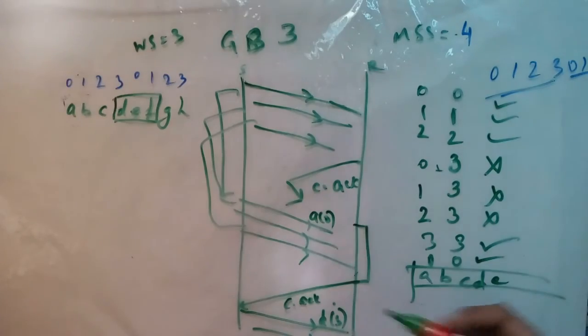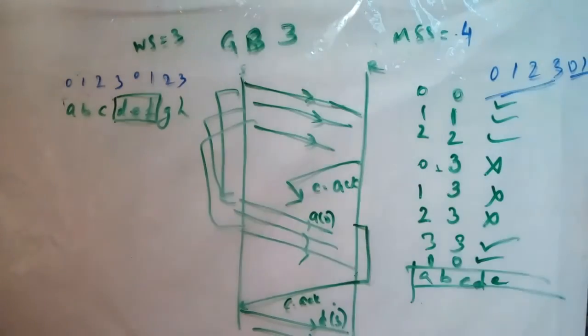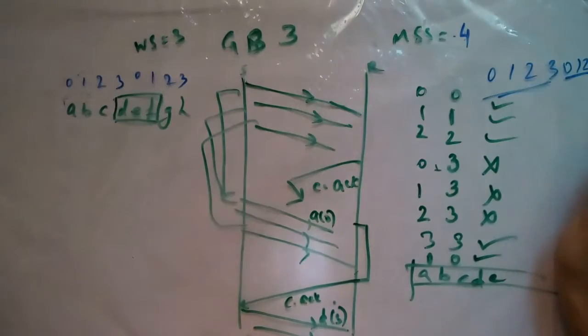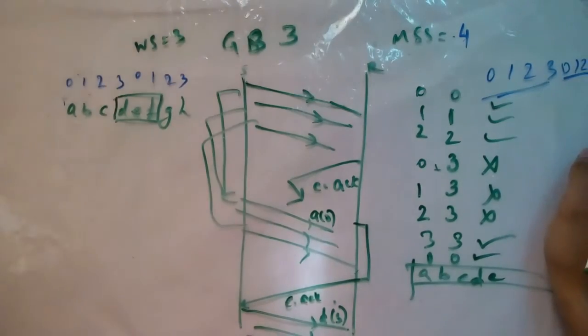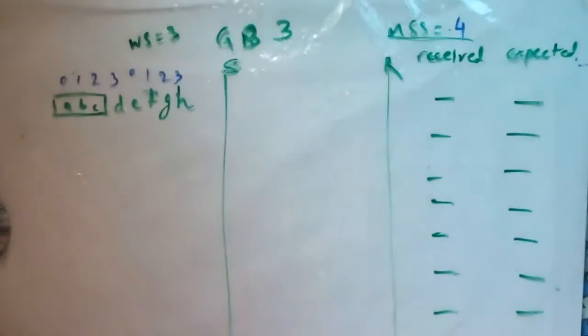This is one of the situations which could occur. And using a sequence number greater than or equal to n plus 1, we are avoiding the duplicate packet situation. Now let us discuss some more situations which can occur in the Go-Back-N protocol. Now let us look at this situation.